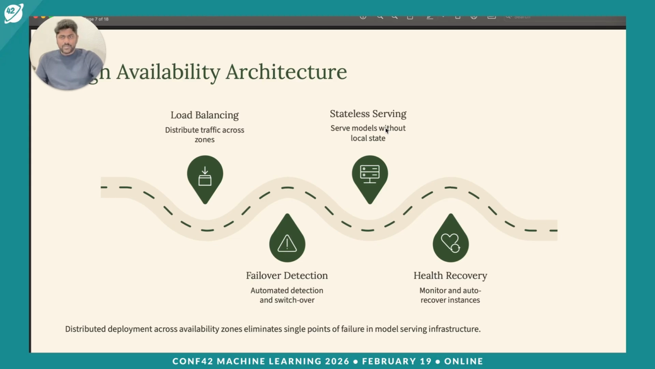And for the apps, what kind of load balancing and distributed traffic across zones will we be using? If it is stateless, serving models without a local state will help us minimize our failover times, and the availability will be much higher. And there should be a mechanism. We should also have fault tolerance detection and take preventative measures for failing over the systems to available systems to serve the traffic. And health recovery is also a must.